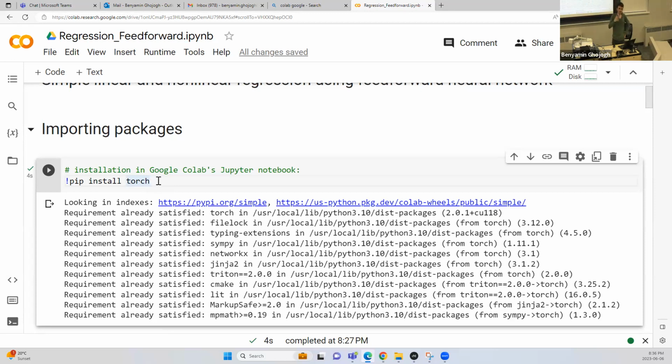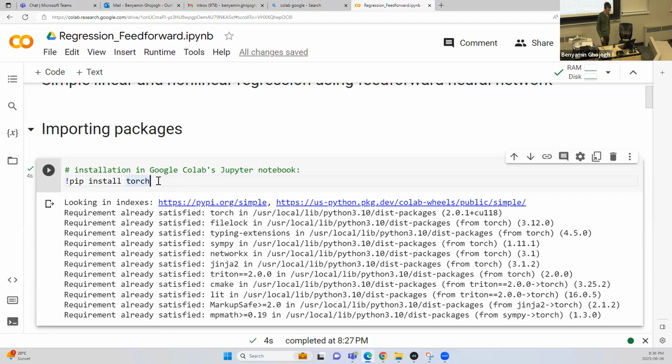Okay, so there are some platforms where you can run notebooks. One of them is the actual Jupyter Notebook from your own PC. One of them is Google Colab, provided by Google. One of them is Kaggle. So I'm using Google Colab.